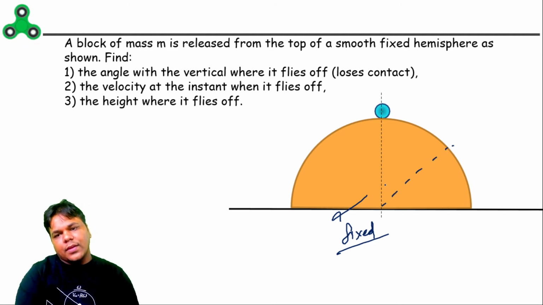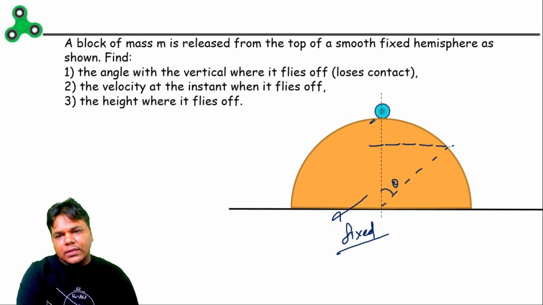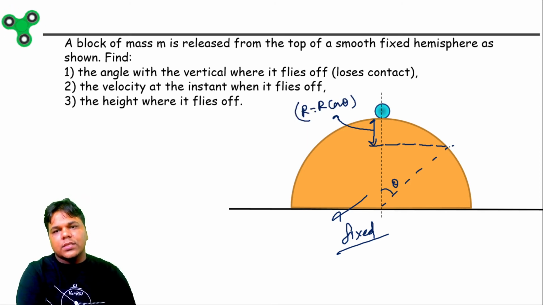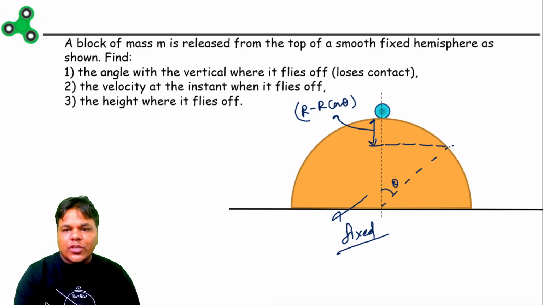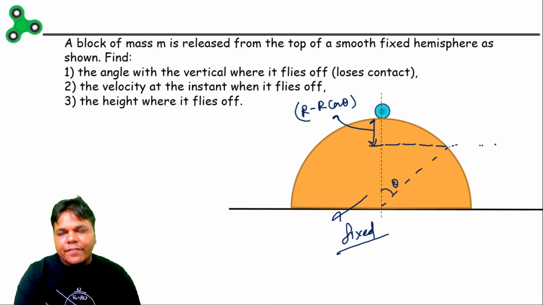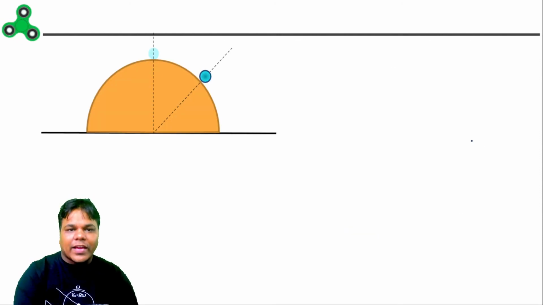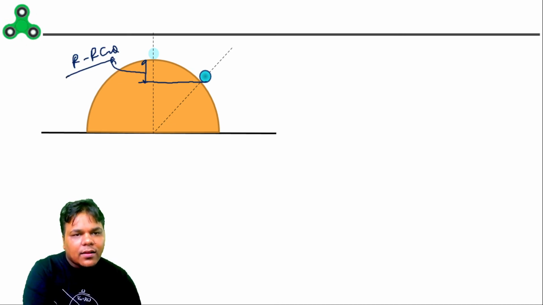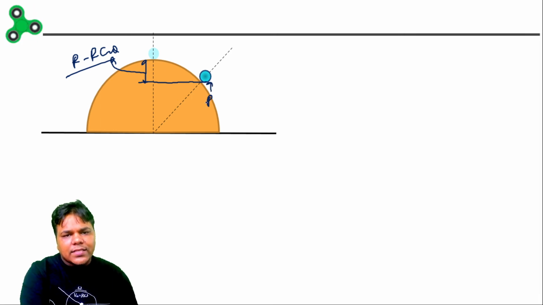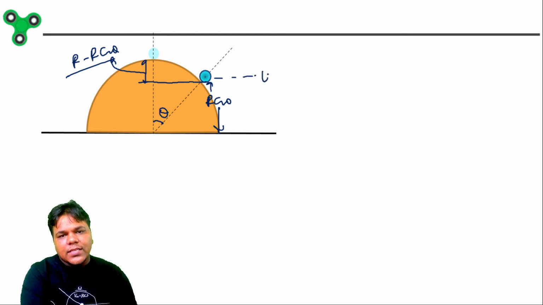Let's see. It is at angle theta like this. This is r minus r cos theta. Got it? Now, if we consider this as a reference point, this ball is at this position. We have a perfect diagram. This distance is r minus r cos theta, because this distance is r cos theta, as you can see this angle is theta. Now, we assume this is the reference point.